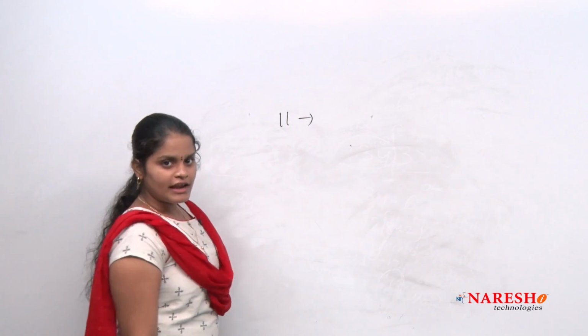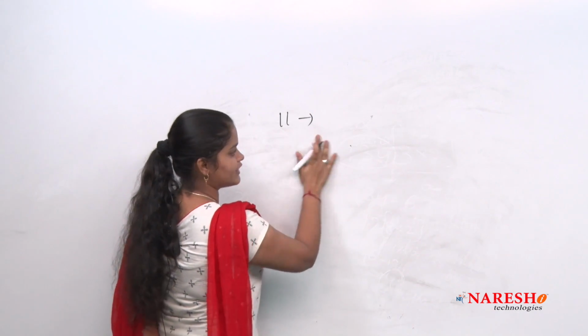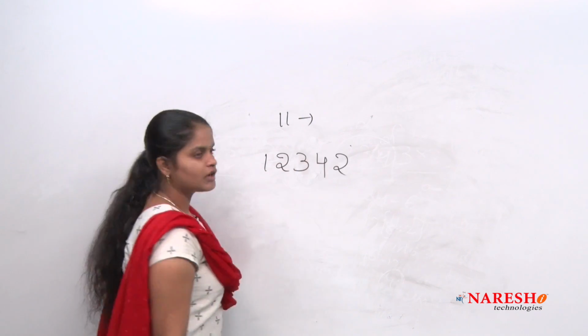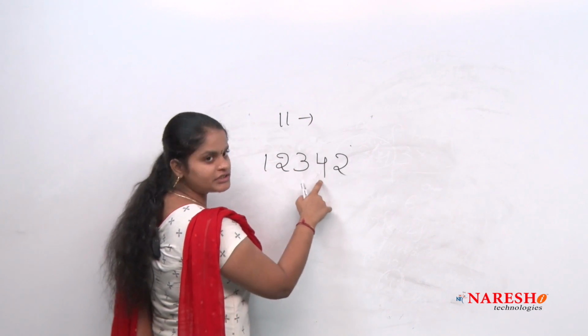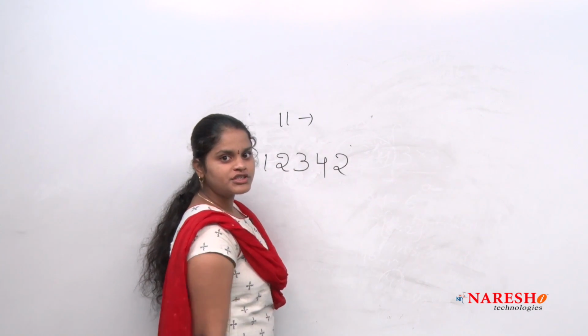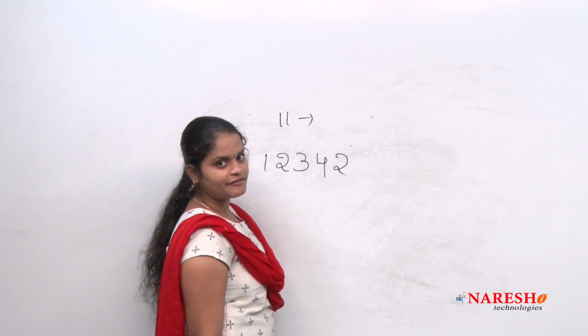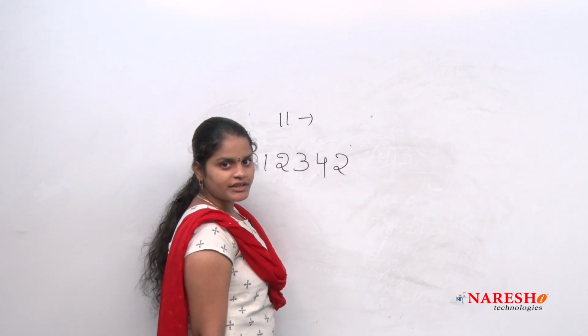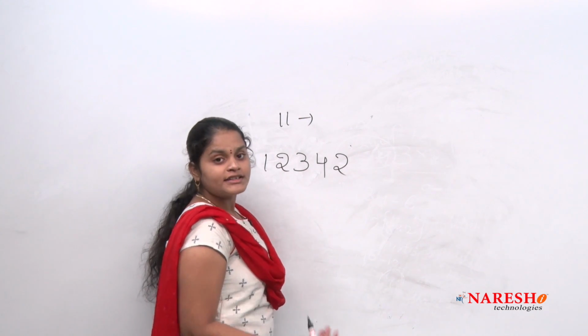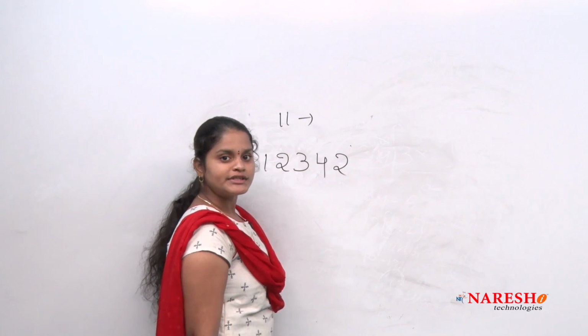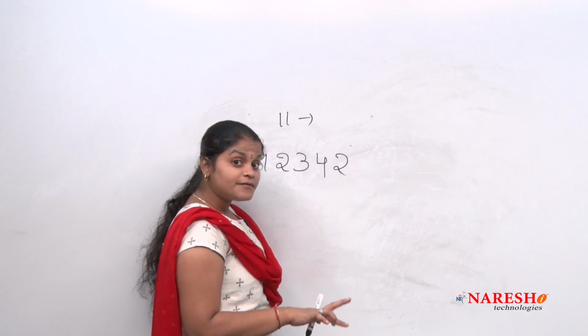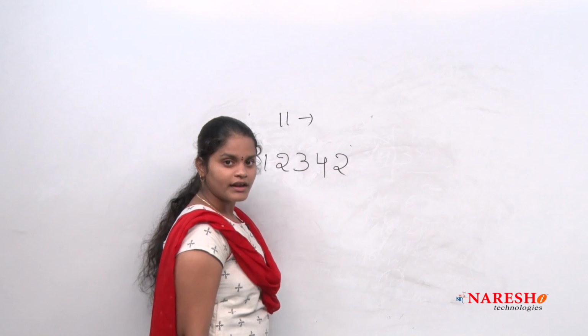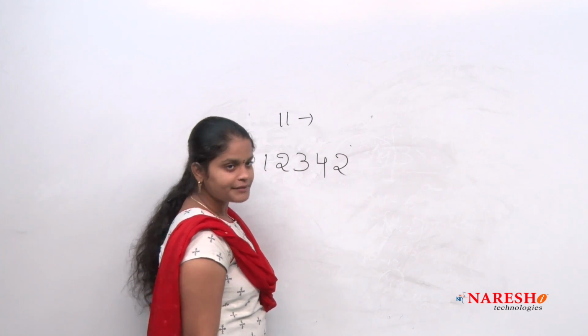Divisibility rule for 11. First of all, let's take a number: 1, 2, 3, 4, 2. Now I am supposed to check whether this number is divisible by 11 or not. What I should do is find the sum of alternate digits, and their difference should be equal to 0 or 11. Let's see how to find it.